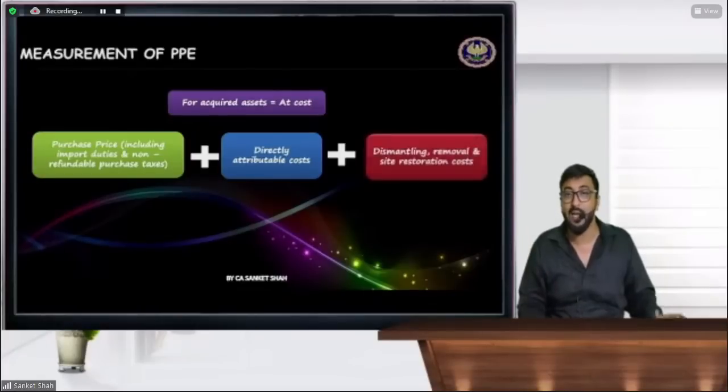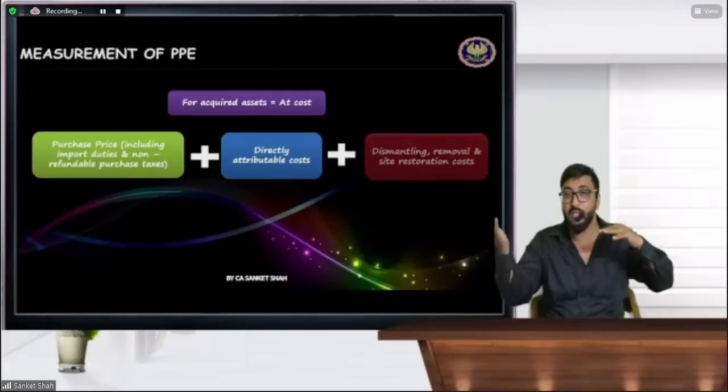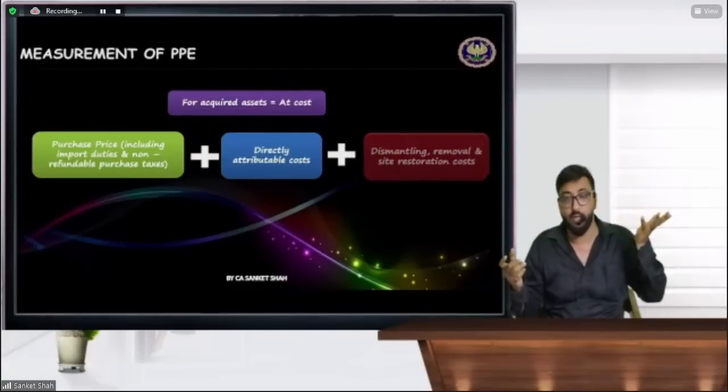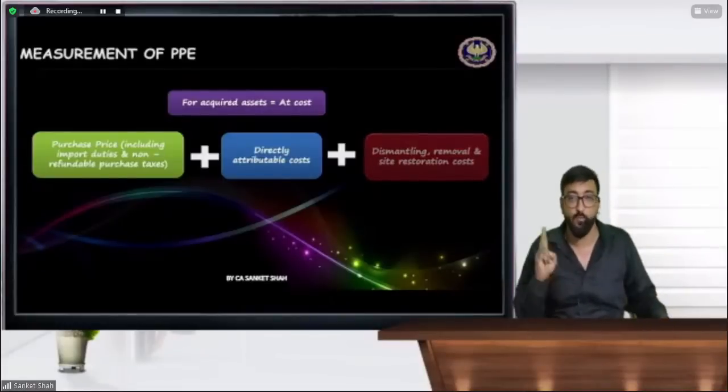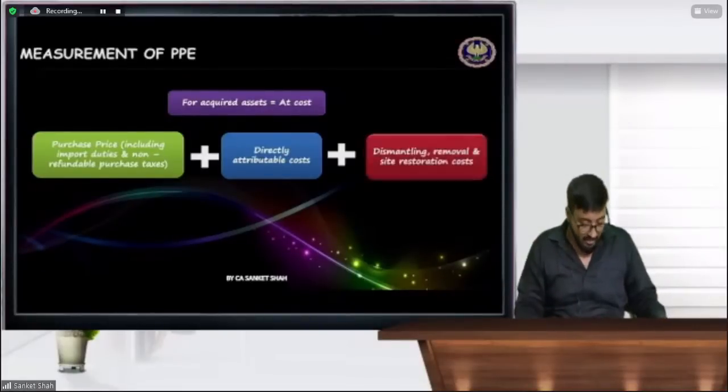And in directly attributable cost, we have divided it into 2 parts. One is what is included, and one which is not to be included. And we solved 4 illustrations, 4, 5, 6, 7 based on this concept. Till now, I hope you have understood everything.